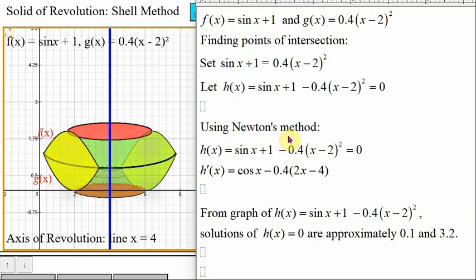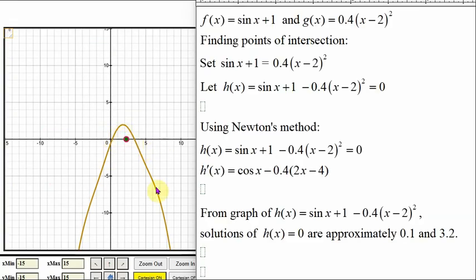To use Newton's method, we're going to need the derivative. The derivative of sine of x is cosine of x, and then the derivative for 0.4(x minus 2) squared is 0.4 times, if we expand this out, x squared minus 4x plus 4. So the derivative would be 2x minus 4. And now let's look at the graph of h of x, so we can see approximately where the solutions or the x-intercepts will be.